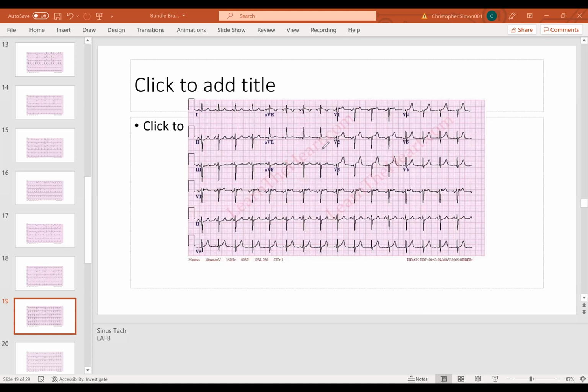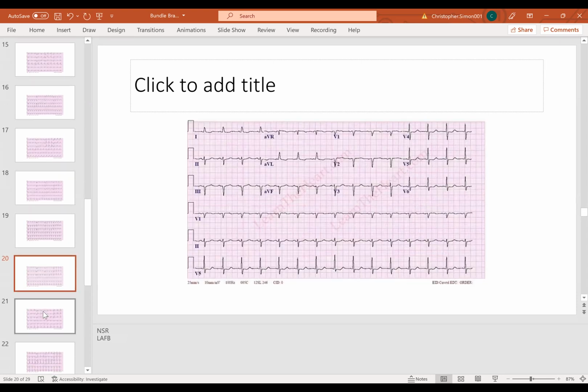Now, I told you, in the presence of a right bundle branch block or a left axis deviation, what do we need to do? We need to go look at lead 2. And if lead 2 is predominantly negative in the presence of a left axis deviation or right bundle branch block, then you have a left anterior fascicular block. So what we're seeing here is a sinus tachycardia with a left anterior fascicular block. Why is it left anterior fascicular block? Because I have a left axis deviation. Why do I have a left axis deviation? Because lead 1 is positive and AVF is negative. That's why.